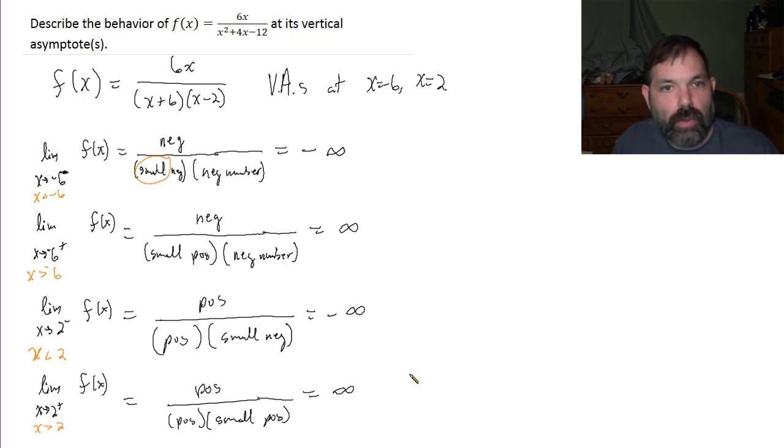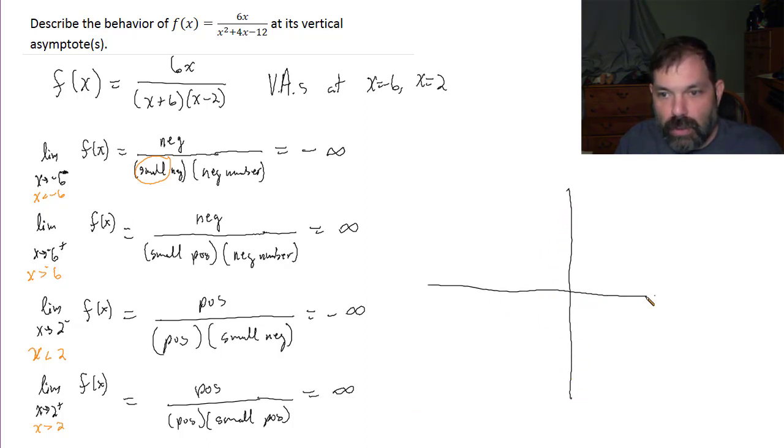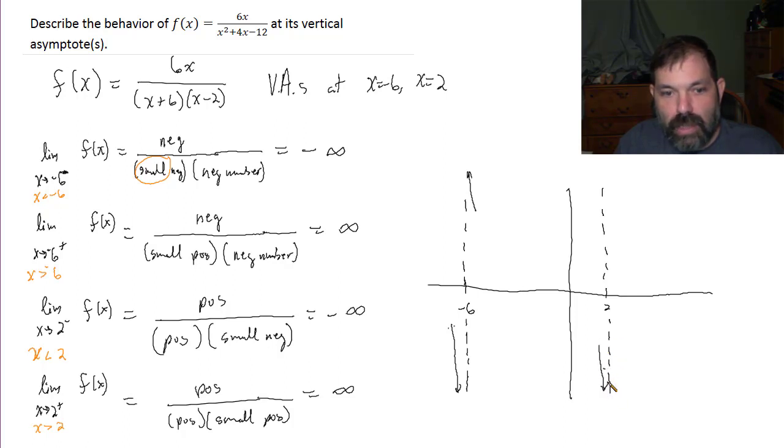And so here's the behavior of this function near the asymptotes. And again, just a rough sketch, a rough idea of what's happening here: at -6, I expect a vertical asymptote. On the left-hand side, it goes to negative infinity. On the right-hand side, positive infinity. And similar behavior at x equals 2. On the left-hand side, negative infinity. On the right-hand side, positive infinity. And I could verify this again with a graph if I wanted to.